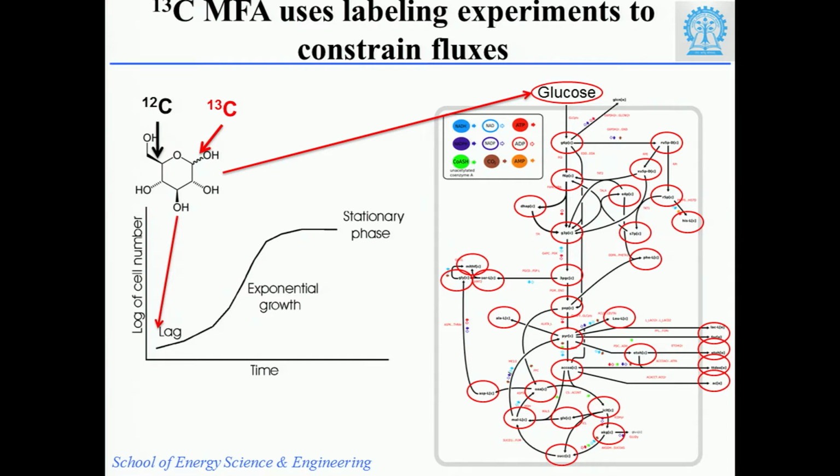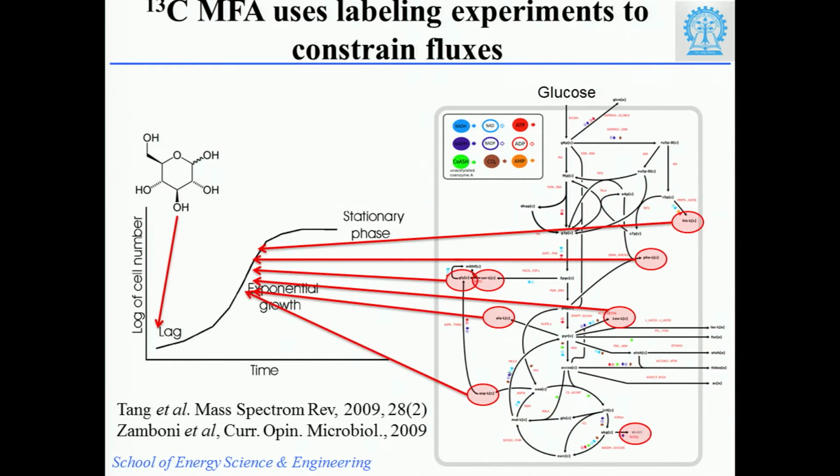Good. Amino acids are the end metabolite. So, once the amino acids are made, the cell uses those amino acids to make protein, peptide, and so on. And in a 13C MFA experiment, you collect this end metabolite. So, these are the end metabolites of the different 20 amino acids.